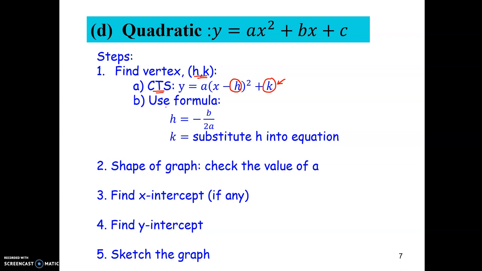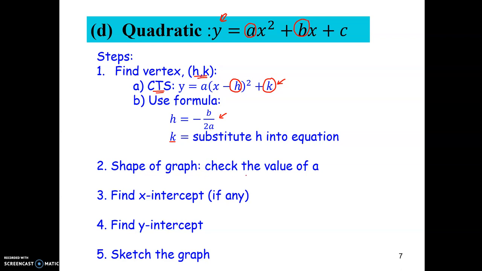The second one is by using the formula h equal to negative b over 2a. So we're going to get the b and the a from the equation, and we substitute into this formula to get the value of h. Once we have the value of h, we're going to substitute back into the equation to get the value of k. So that is the first step to find the vertex.